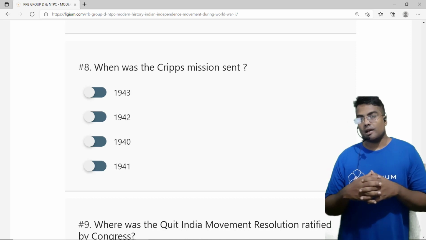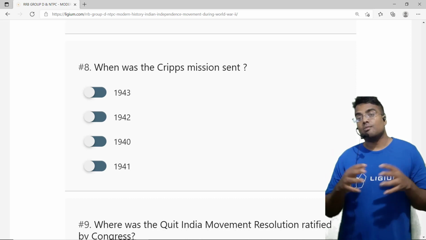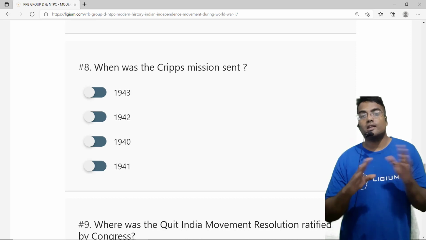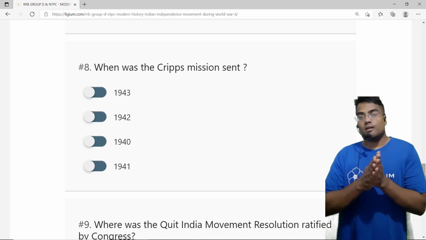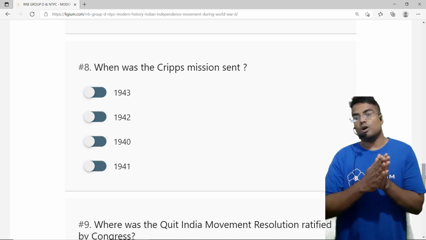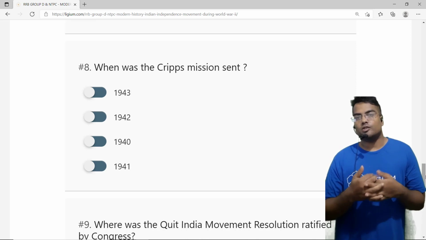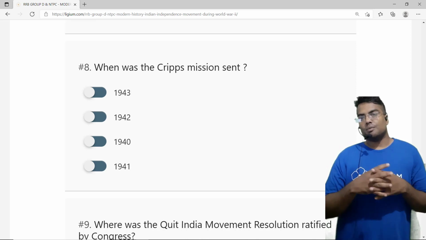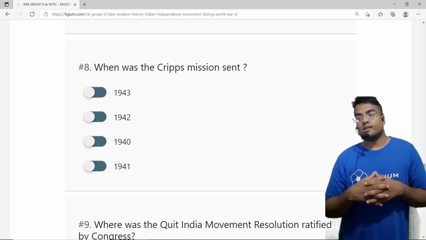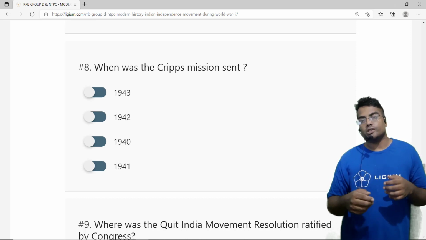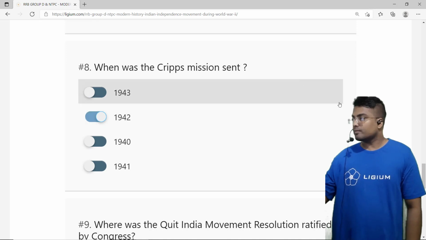So the Britishers were in a panic mood, and they wanted the help of the Indians, and they were willing to do anything for it. That is why they sent a person called Stafford Cripps to appease the Indians. Technically, Stafford Cripps was a good man, and he actually wanted to help the Indians be free from British rule, despite being British. So the correct answer is that the Cripps mission was sent in 1942. This is a very important question. Remember 1942. Option B, 1942.